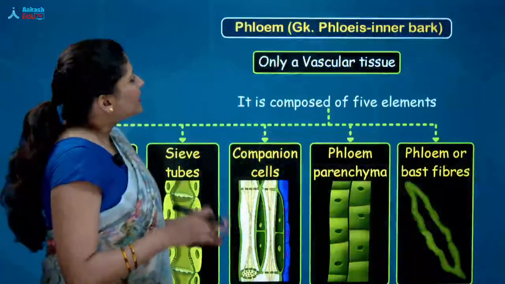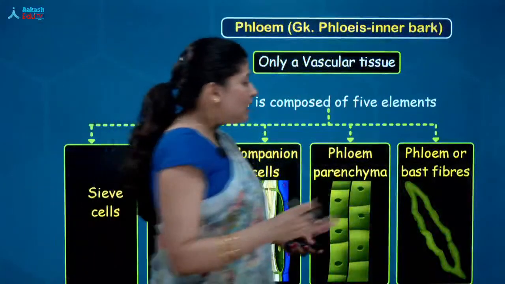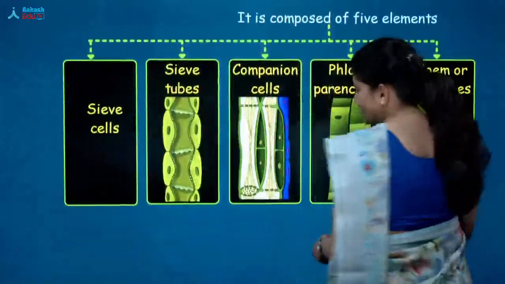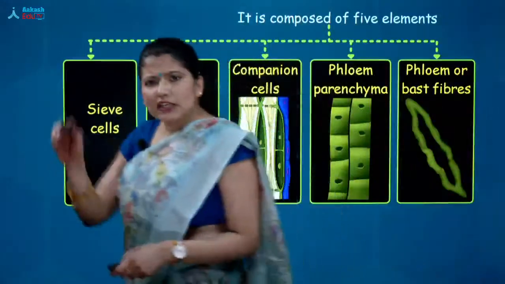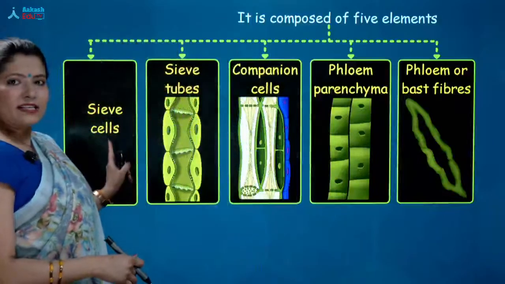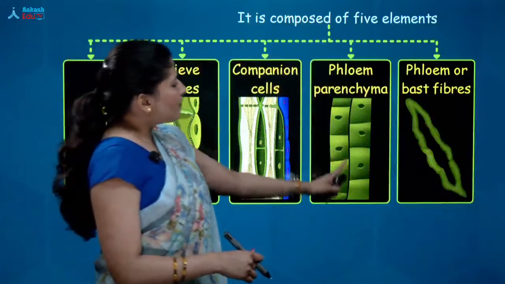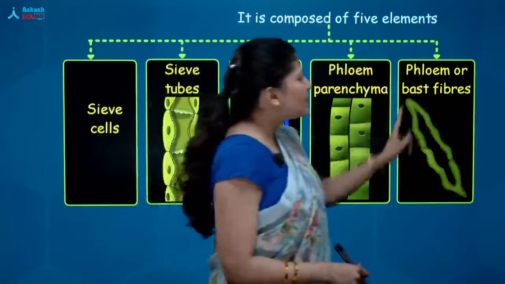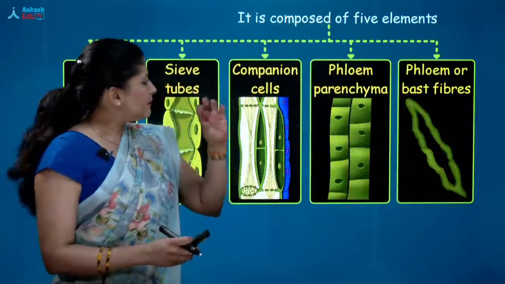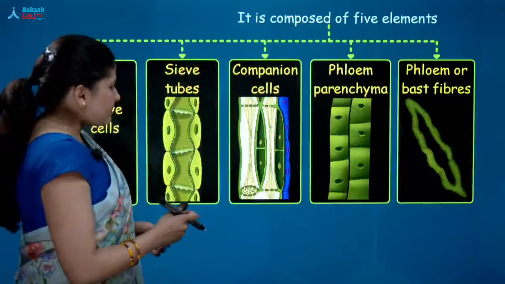Let's start with the next tissue, that is the phloem. Like the xylem, this phloem also consists of different types of elements. Phloem consists of 5 different types of elements: sieve cells, sieve tube, companion cells, phloem parenchyma and phloem fibers or the bast fibers. So here are the 5 kinds of elements, while in case of xylem there were 4, right? Let's start one by one.